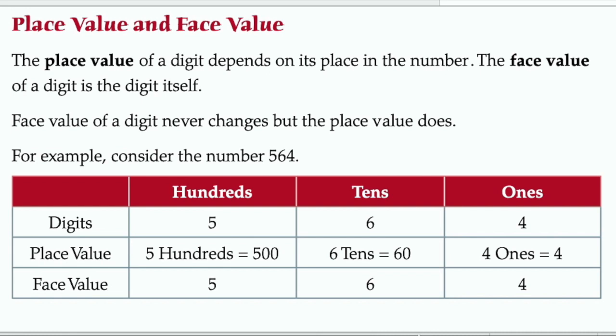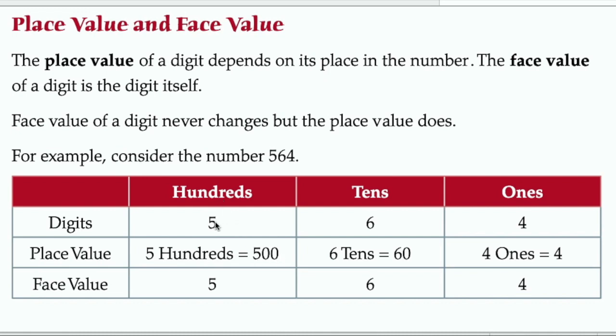Here they are saying that the place value of the digit depends upon its place in the number. That is, here we have 564. Here 5 is in hundreds place, 6 is in tens place and 4 is in ones place. So the word place value. The place is hundreds, and the value of 5 is 100. So it is represented as 500.